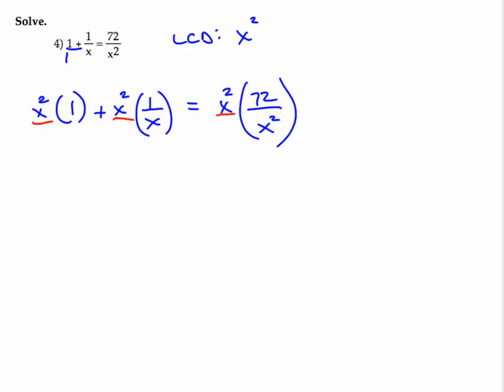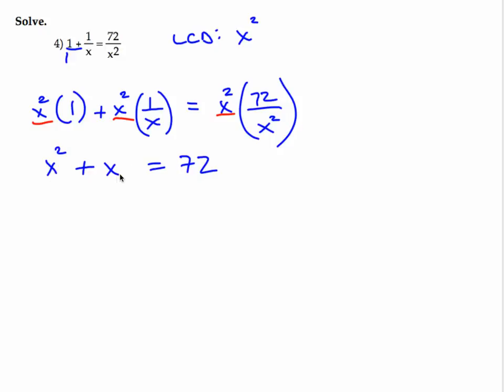X squared times 1 would be x squared. X squared times 1 divided by x would just be an x. X squared times 72 over x squared, the two x squareds, that's a factor of 1, so they cancel, is equal to 72.